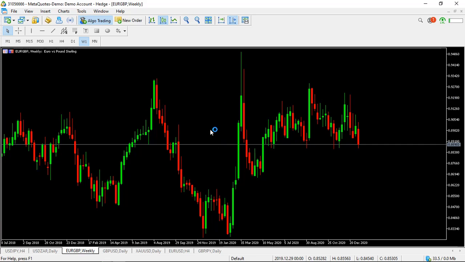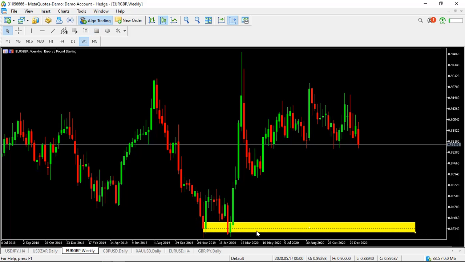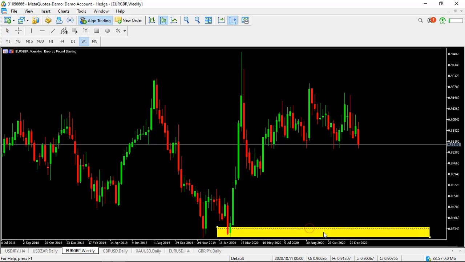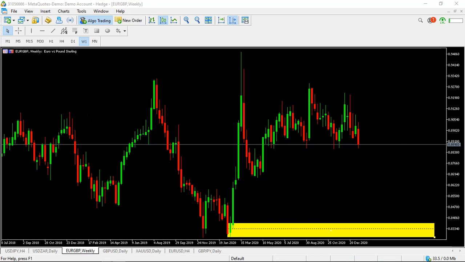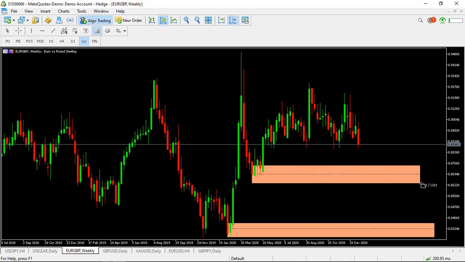Okay, so with EUR/GBP, this is a very strong level of demand. Got to bear in mind ukuthi it's on a weekly time frame. On a weekly time frame, and nala you have an area of demand.